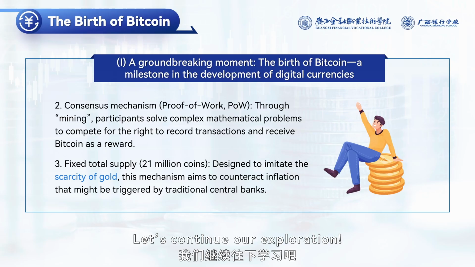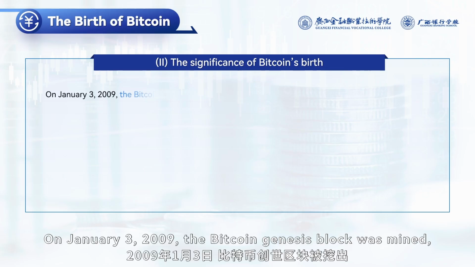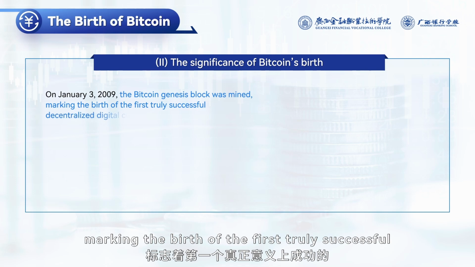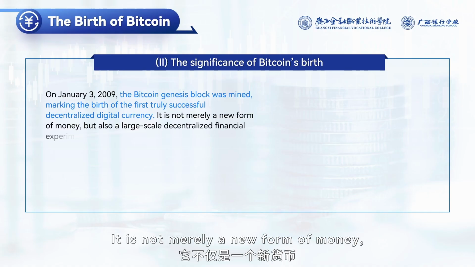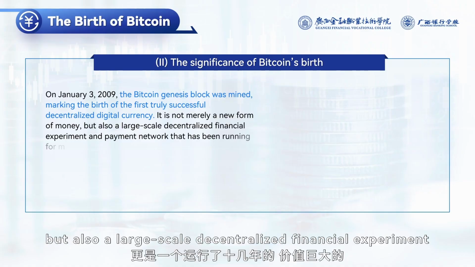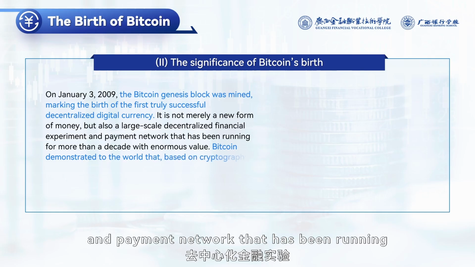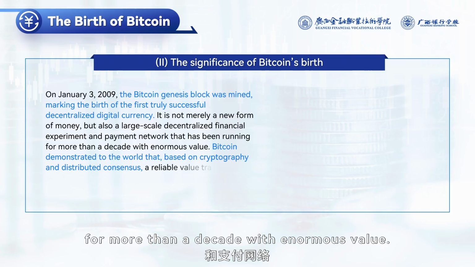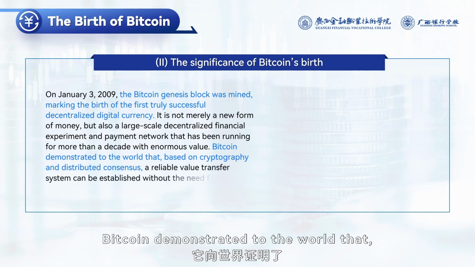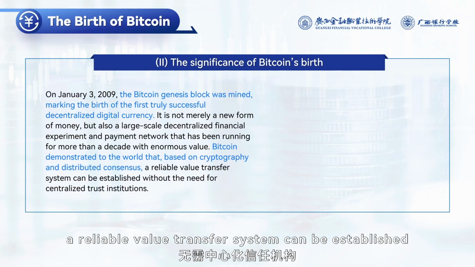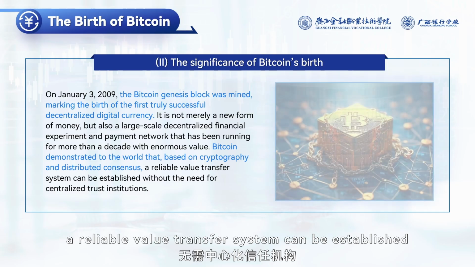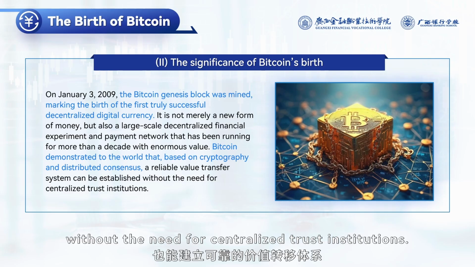Let's continue our exploration. On January 3, 2009, the Bitcoin Genesis block was mined, marking the birth of the first truly successful decentralized digital currency. It is not merely a new form of money, but also a large-scale decentralized financial experiment and payment network that has been running for more than a decade with enormous value. Bitcoin demonstrated to the world that, based on cryptography and distributed consensus, a reliable value transfer system can be established without the need for centralized trust institutions.